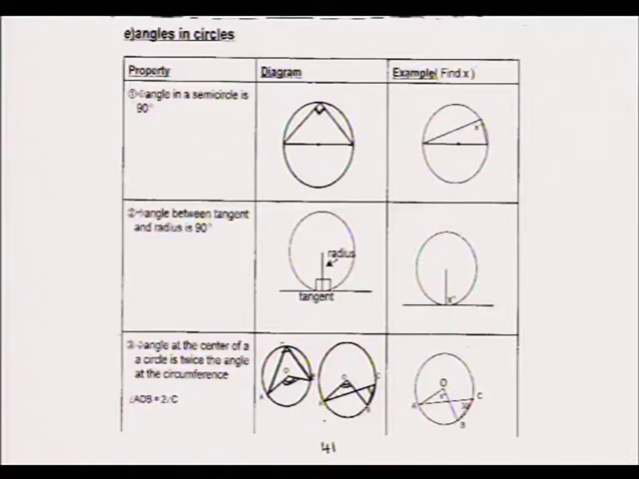Angles in a circle. Study these properties as well, because when you have to work on circles, you fill in all the answers that you know, and you can work on the diagram that you have. The angle in a semicircle is 90 degrees. The angle between the tangent and the radius is 90 degrees, as you can see there. And the angle at the center of a circle is double, or twice, the angle at the circumference of the circle.